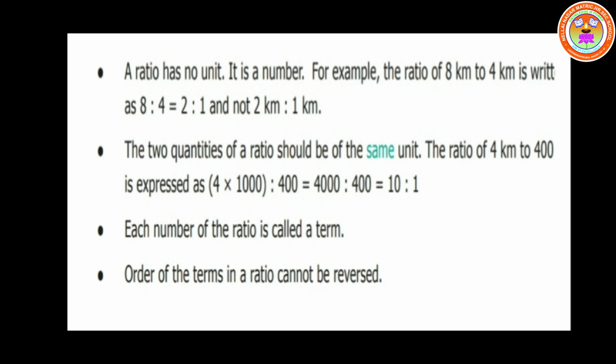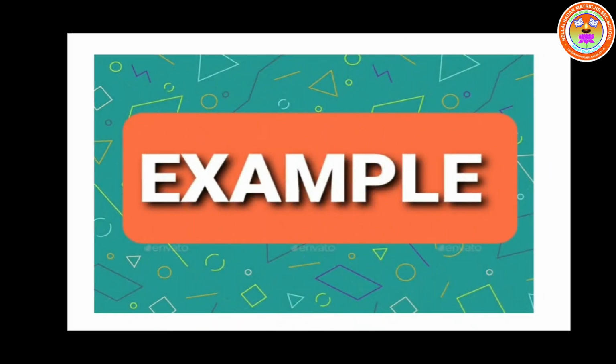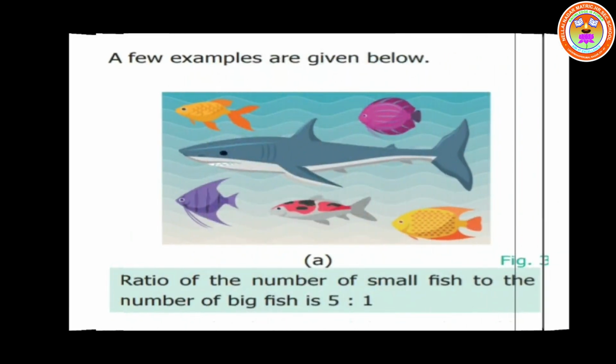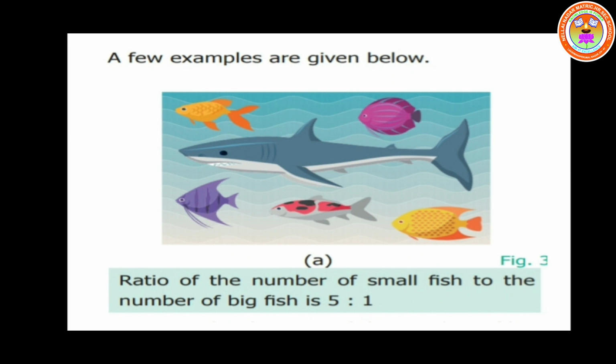Okay, children. Now next, each number of the ratio is called a term. Now, the order of the terms in a ratio cannot be reversed. Okay. Now, let us move on to some examples based on the ratio. Now, look at this picture, children. A few examples are given below. Looking at this picture, what can you see? Yes, you can see the fishes in the sea.